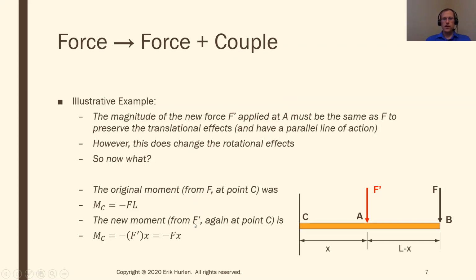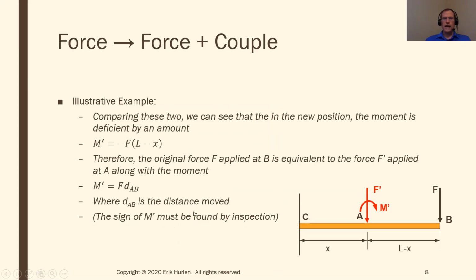So now I need to figure out what is this change in moment. So from negative FL, I now only have negative Fx, but I want it to still be FL. And so if I add back in a moment, I'm going to call that M prime.